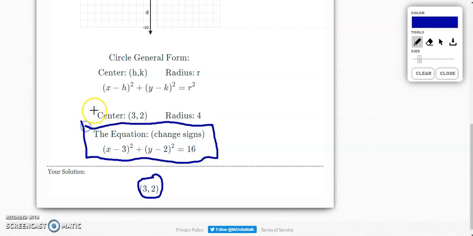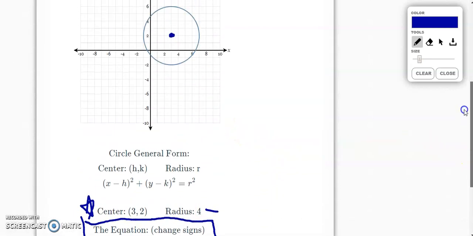So you had done this part correctly, and then notice how that fits in here. That 3 looks opposite, and then here's the 2. It's got an opposite sign on it, so we flip the signs. Here's the part that we didn't get, and that was the radius, okay?